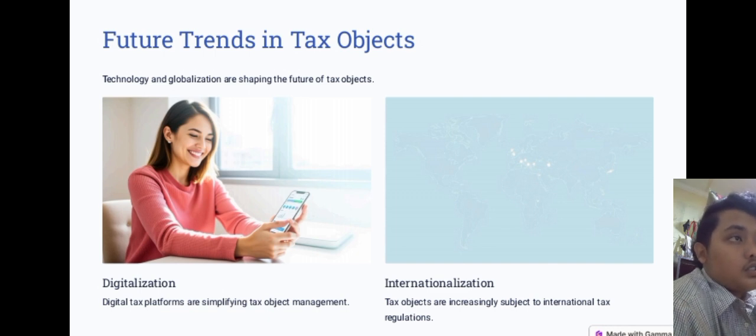Future trends in the tax object. Technology and globalization are shaping the future of the tax object. Number one, digitalization: tax platforms are simplifying tax object management. Number two, internationalization: tax objects are increasingly subject to international tax regulation.